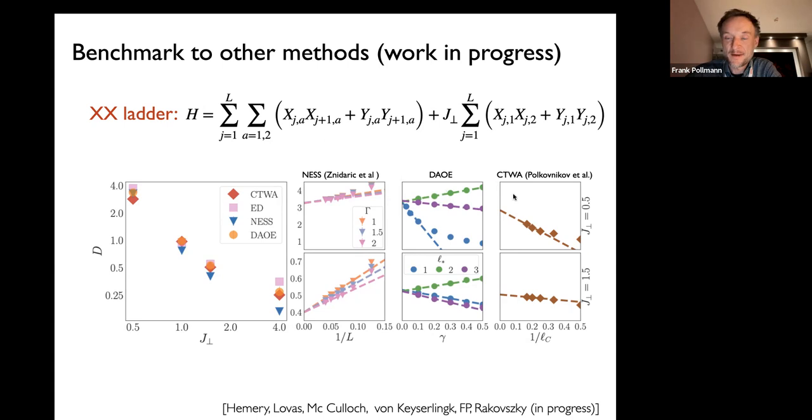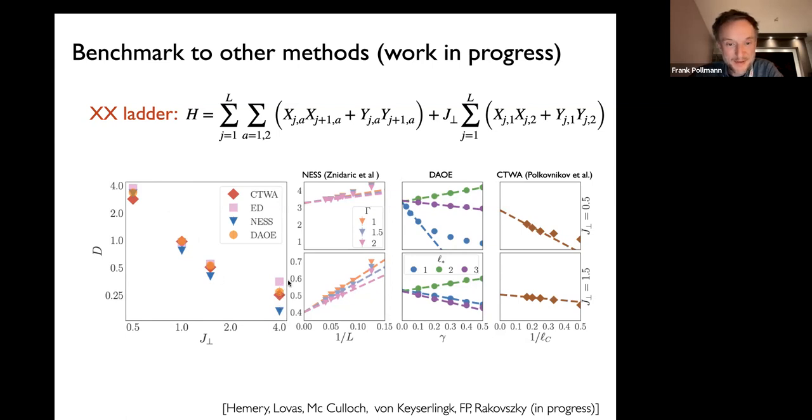And there's also the cluster truncated Wigner approximation, which was propagated a lot by Anatoly Polkovnikov. And now we just take these methods, all of them have some small parameters that we need for the extrapolation, and just use it to extrapolate the data. And the upshot is, for this XX ladder, basically all the methods agree within some error bar.